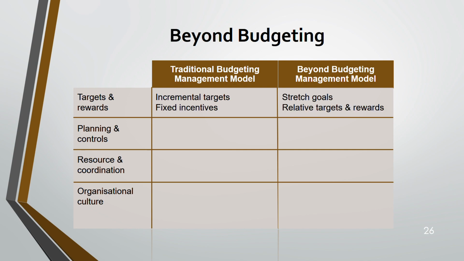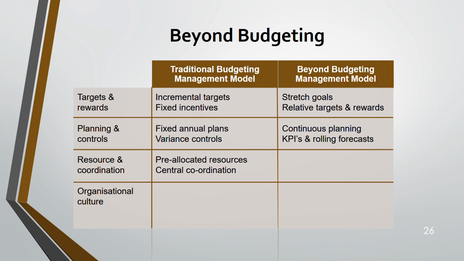Now we use it to stretch our goals, and the targets and rewards are relative. They're not fixed. Then for planning and control, before we controlled through variance. For example, we go and inspect those areas where variances are huge. We try to identify reasons and try to control expenses in that area, cost. And also fixed annual plan. Annually we plan it and it's fixed. Before, traditional ways. Now planning is continuous. We use KPIs, that is key performance indicators, to control, and rolling budget.